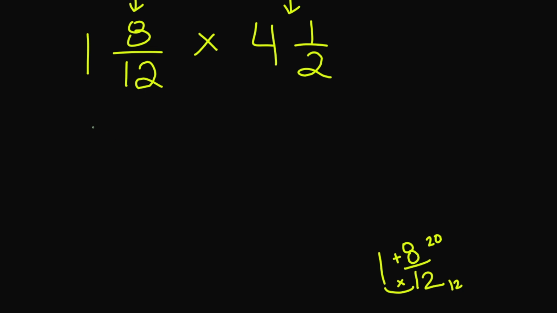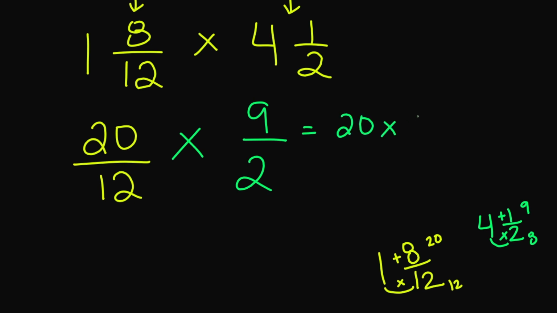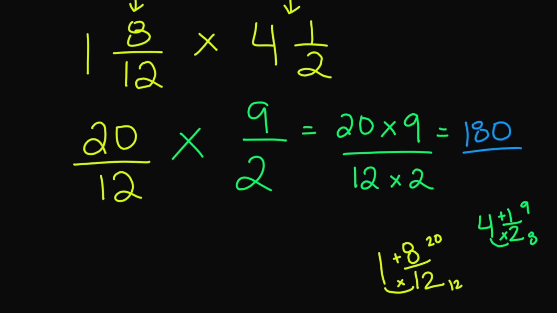So your improper fraction here is going to be 20 over 12 times, let's go ahead and look at the 4 and 1/2. We have 4 times 2. This is going to give us 8, plus 1 is going to equal 9. So we're going to get 9 over 2. Now let's go ahead and multiply across. So we have 20 times 9 over 12 times 2. 20 times 9 is going to equal 180 over 12 times 2 is going to equal 24.